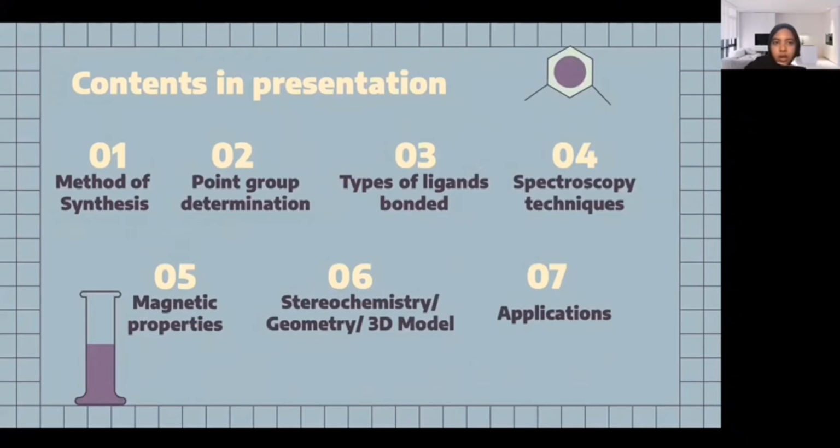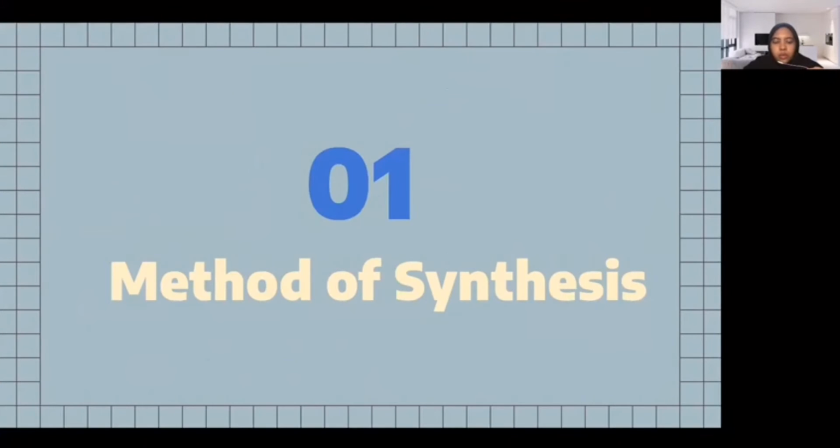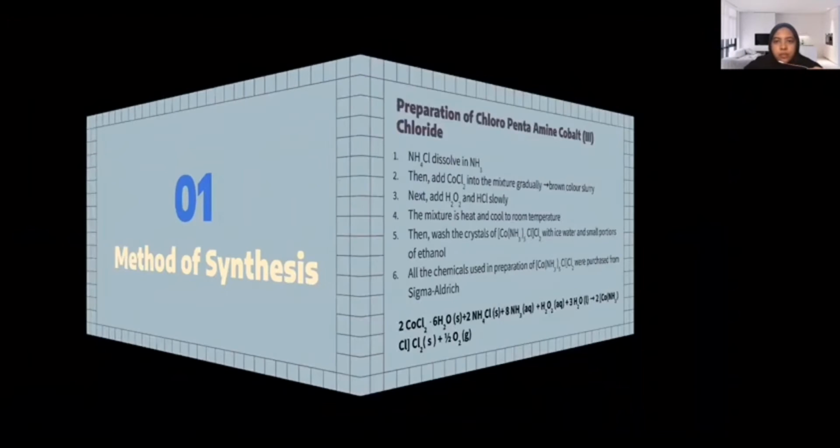So these are the contents that we will be going to discuss in this presentation. So we will go to the first one, which is method of synthesis.